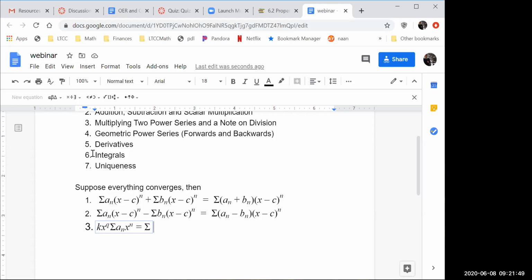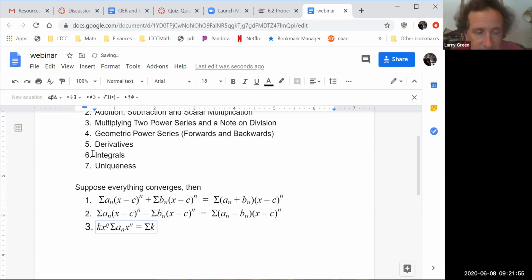K x to the q times a n x. So it'd be k, and then I'm going to do times a n. I'm going to put the constants together and the x's together. So it'd be k a n, but then it would be x to the q plus n. Or let's go n plus q.